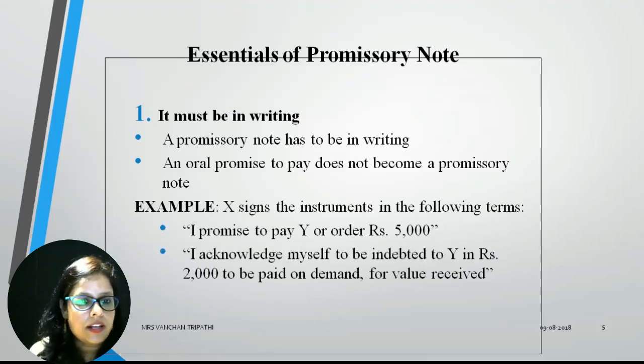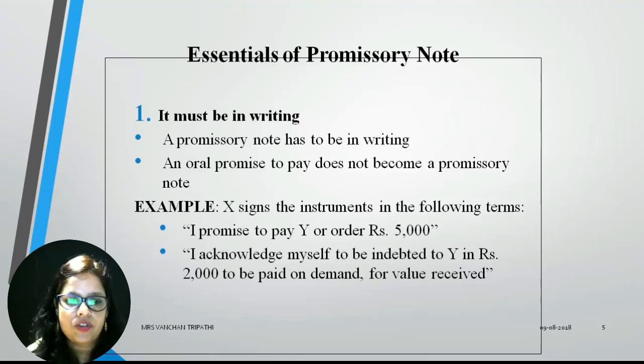Let me discuss an example with you. Let's suppose X is making a promissory note. Like: I promise to pay Y, X is making a promise to Y, or order, rupees 5,000. I acknowledge myself to be indebted to Y in rupees 2000 to be paid on demand for value received. So this is a promissory note. Why is this a promissory note? Because everything is written.